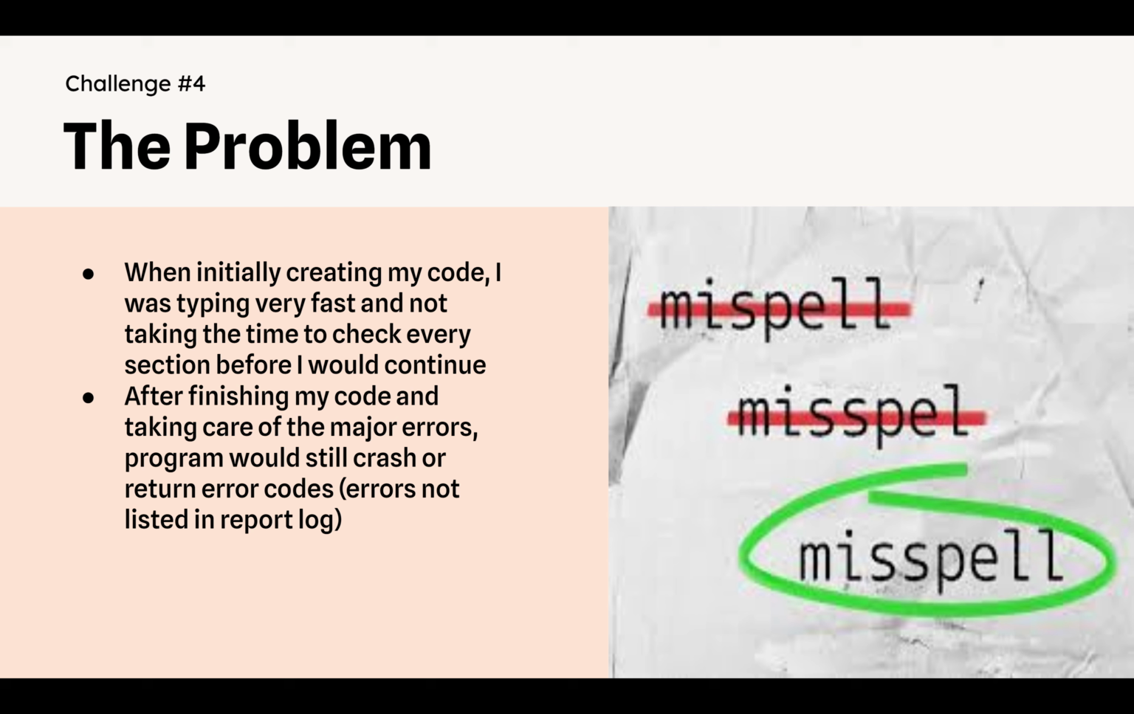When I was initially creating this script, I was going through it a little too fast, and in doing so, I wasn't taking the time that I should have to check every section before I would continue. And after I finished writing the script and I took care of the major errors that my report log would show me, the program would still inevitably crash. It would return error codes that weren't necessarily listed in the report log, or it would just give completely incorrect calculations.